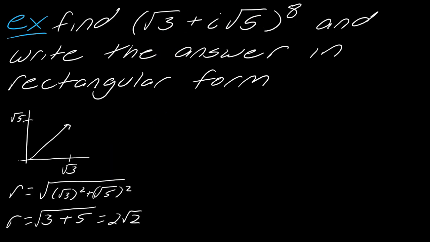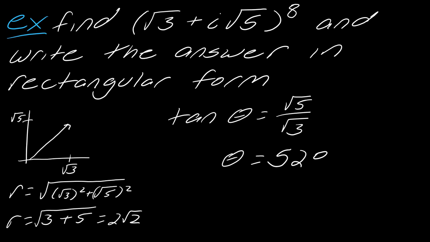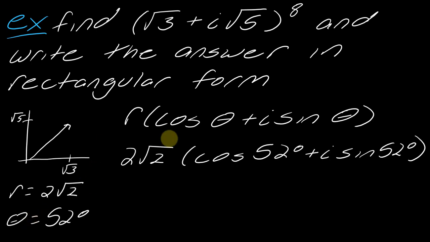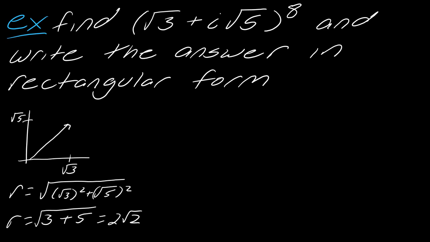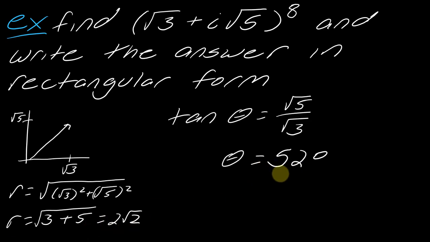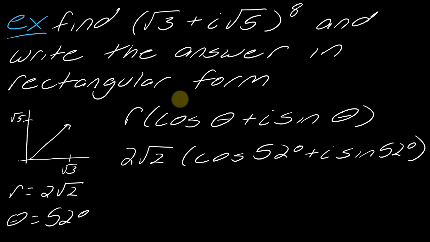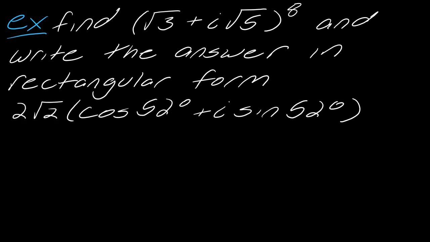I'm assuming that you're pretty good at this point, so I kind of whipped through that a little fast. Here's my work to find r. Here's my work to find theta. So you can just trust me then. The trigonometric form of this is 2 square root of 2 cosine of 52 degrees plus i sine 52 degrees. Okay, so there's my trigonometric form, and now I want to take this to the 8th power.